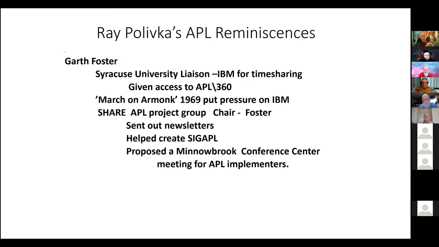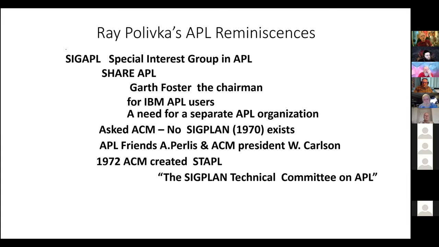Well, let me tell you now more about the SIG APL, Special Interest Group in APL. Garth was the chairman of Share APL, and it was only for IBM APLers, IBM customers. And he recognized very quickly that we needed a separate APL organization that would include APLers who were not IBM customers.